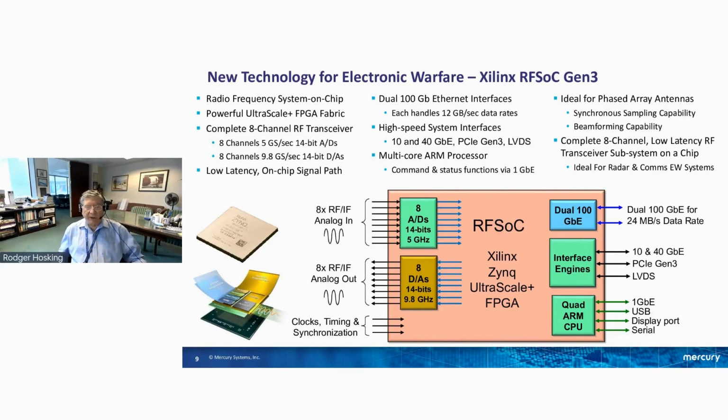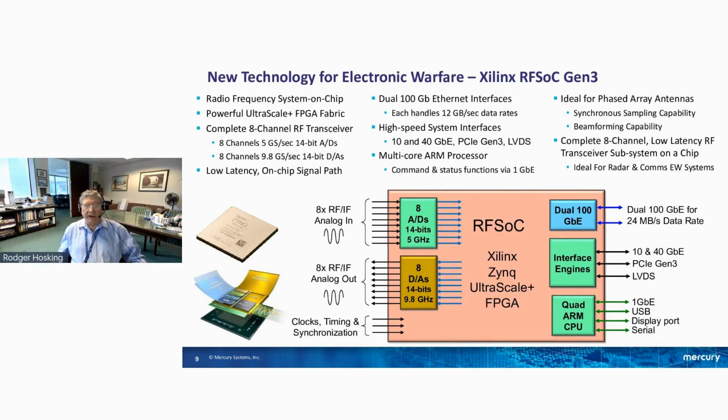A powerful UltraScale+ FPGA fabric and resources, dual 100 gigabit Ethernet interface, high-speed interface engines for other I/O, PCI Express Gen 3, for example, and then a built-in farm of ARM processors to handle the system control. What you have on this single chip then is a complete 8-channel low-latency RF transceiver subsystem.